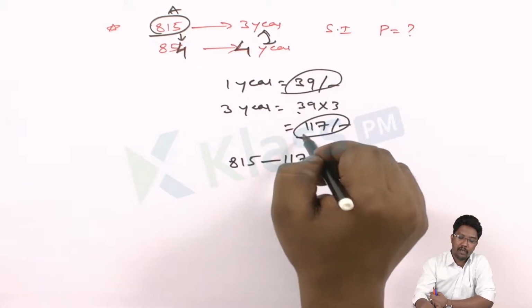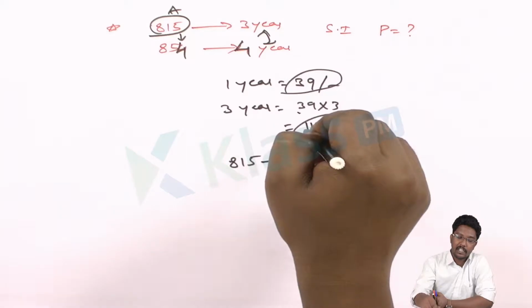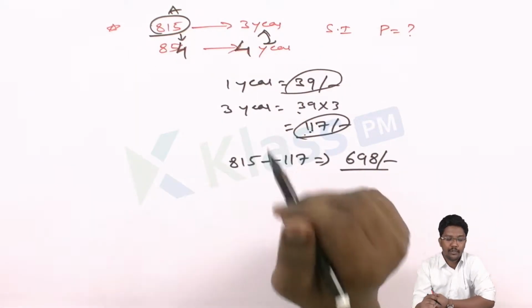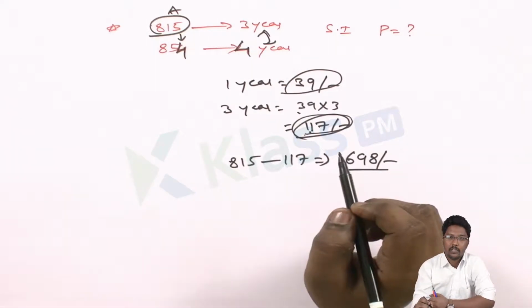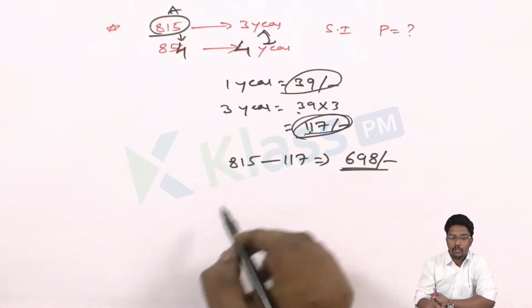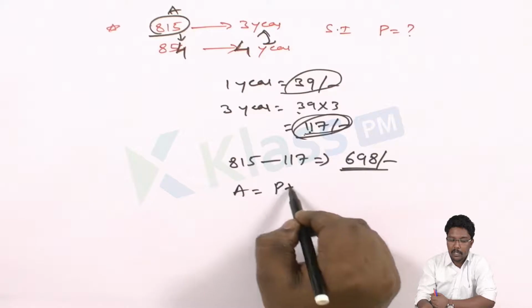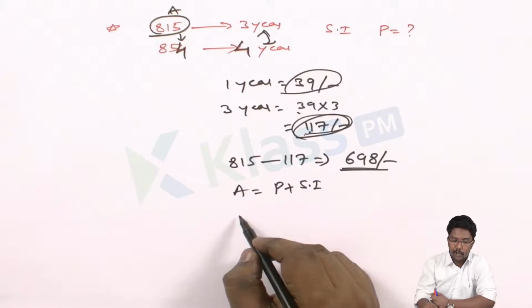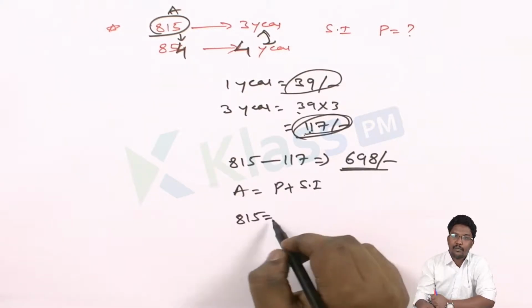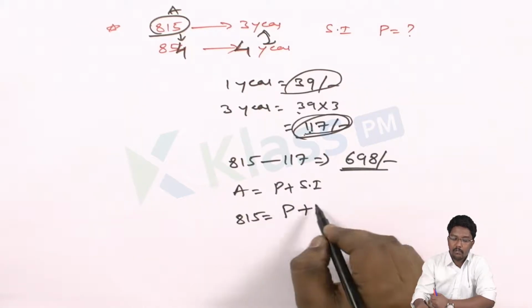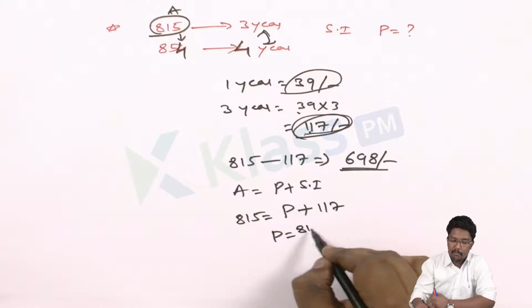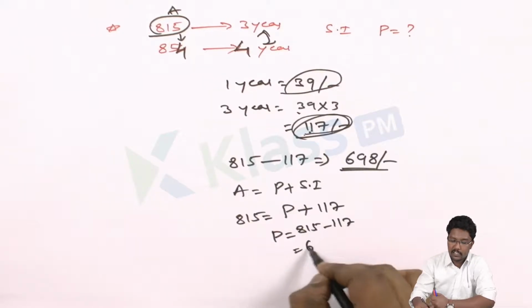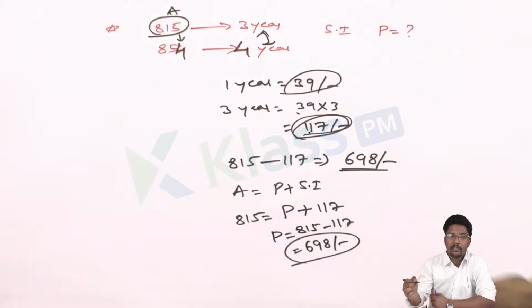117. It is 698 rupees. Simple. So, every year I am paying 39 rupees as the extra amount. For 3 years, I am paying 117 rupees. Including this interest, the amount is 815 rupees. So, I am deducting this extra amount from this amount, and I get my principal value because amount equals principal plus simple interest. I know the amount 815 rupees. I don't know the principal, but I know the simple interest, 117 rupees. Principal is 815 minus 117. It is 698 rupees. Simple.